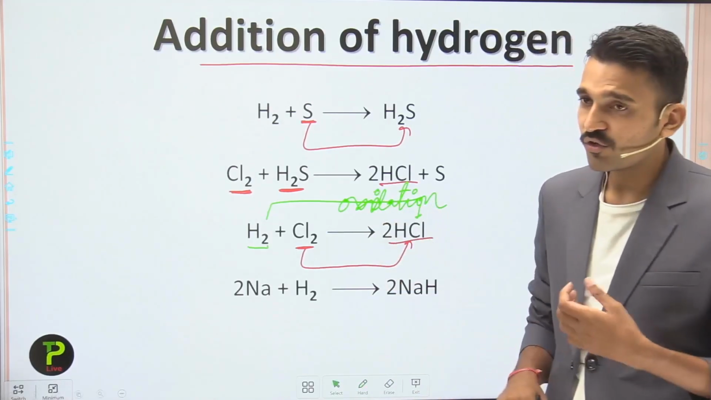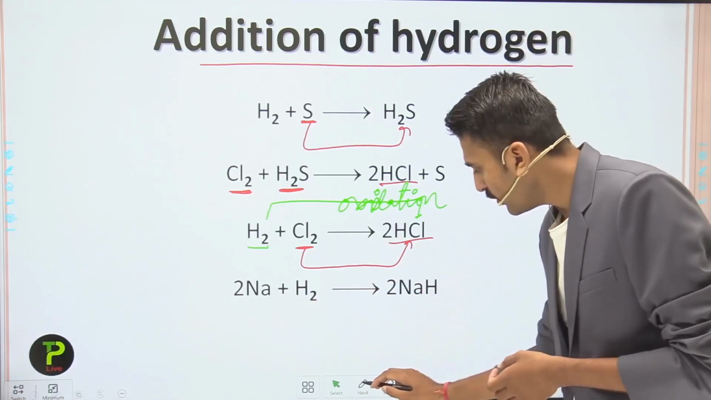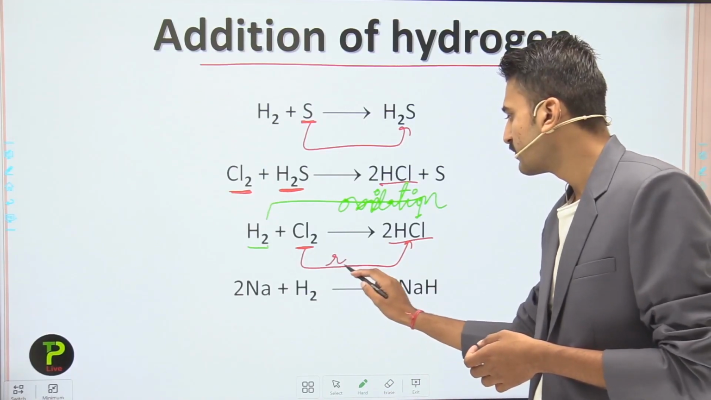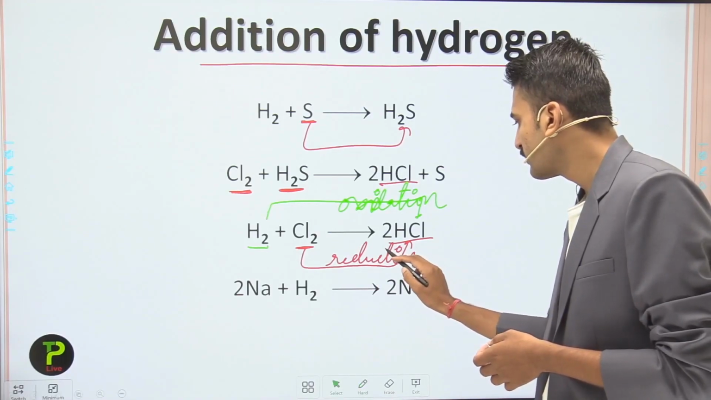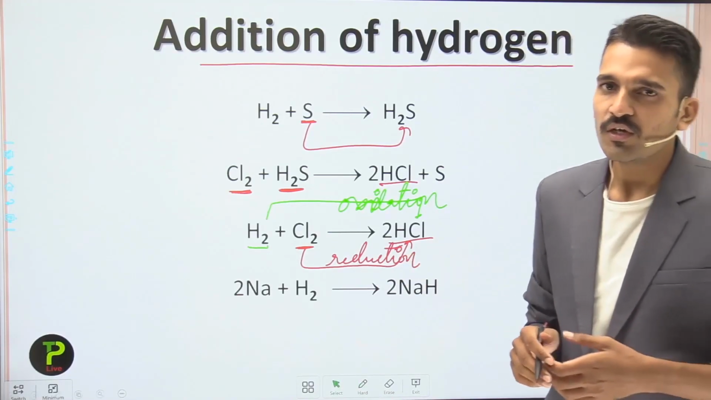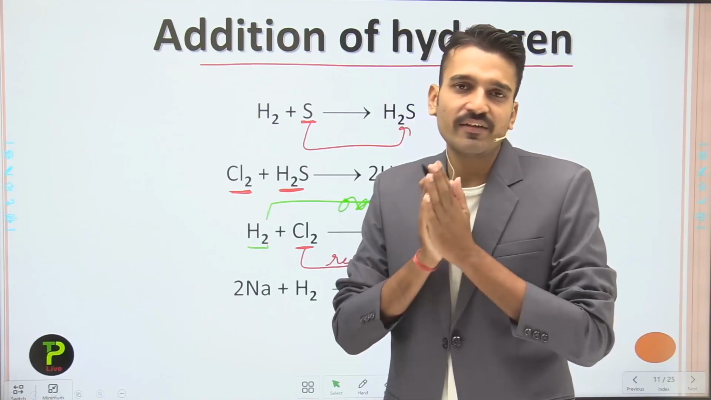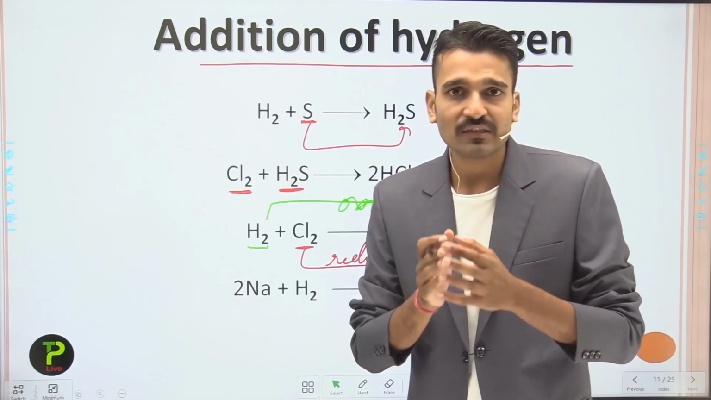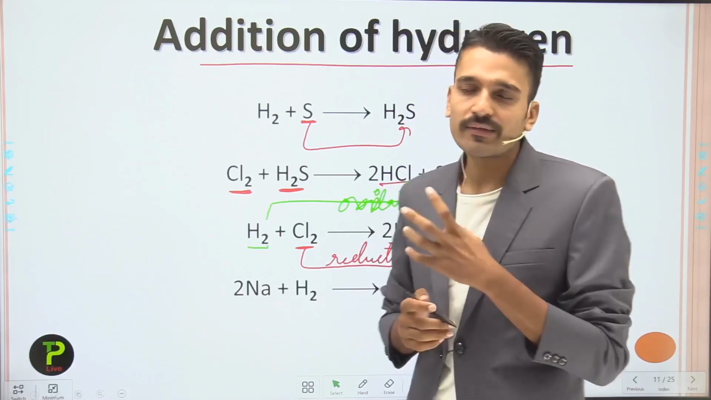It is oxidation. While the addition of hydrogen is what? It is reduction. So from these examples you already have an idea that in the redox reactions, the oxidation and reduction take place simultaneously.